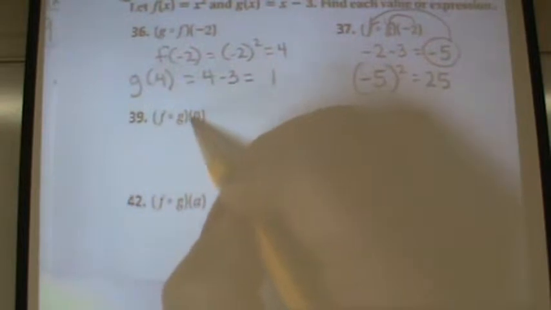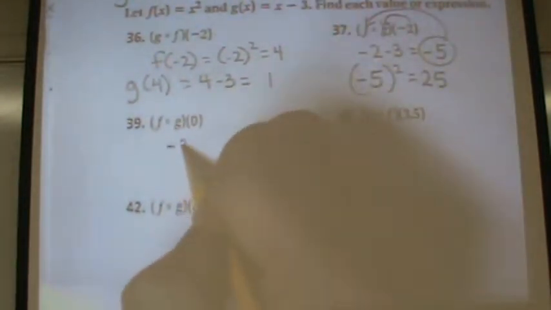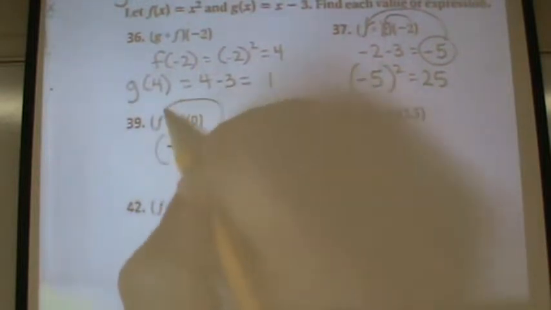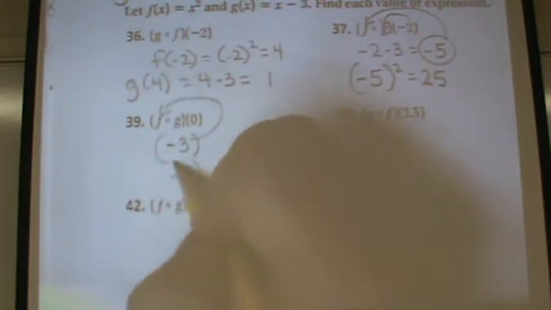Next one. g of 0. If you plug 0 into this function, 0 minus 3 is -3. And then -3 in the f function, -3 squared is 9.